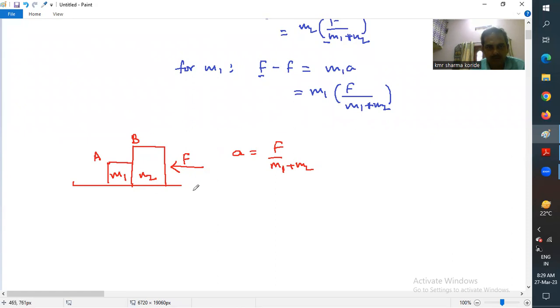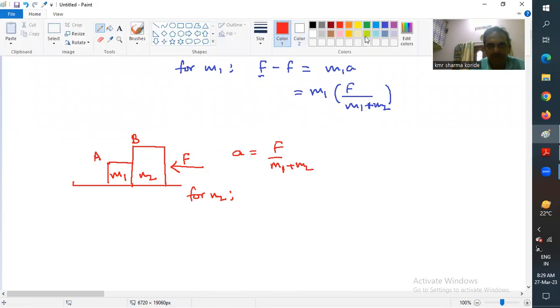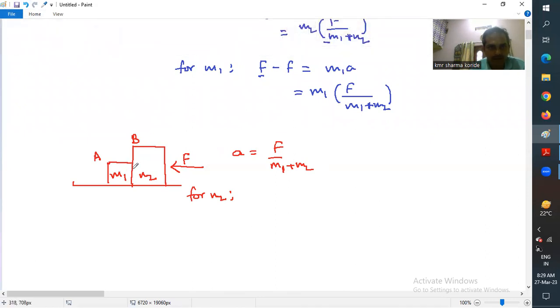Next, for m2, let us list out the contact force. Here m1 moves only because of the contact force, but the contact force opposes the motion of m2. Therefore, for m2, F minus f is equal to m2a. This is similar to forces opposing, an application of the parallelogram law. So this is nothing but the net force. When a net force exists, acceleration is produced.